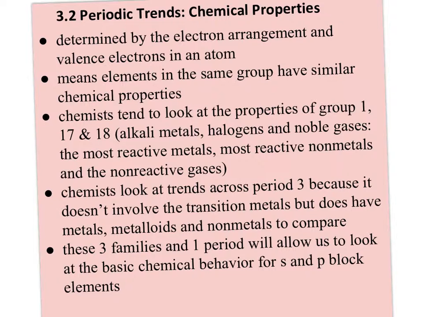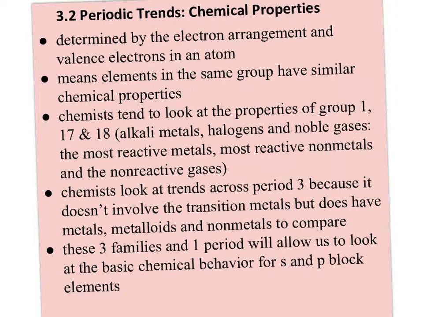And because elements are arranged by their valence electrons into similar groups or families, elements in the same group or family are going to have similar chemical properties. Not an accident. Chemists tend to look at the properties of group 1, 17, and 18, which are the alkali metals, the halogens, and the noble gases, because these are the most reactive metals, the most reactive nonmetals, as well as the non-reactive elements or the noble gases.